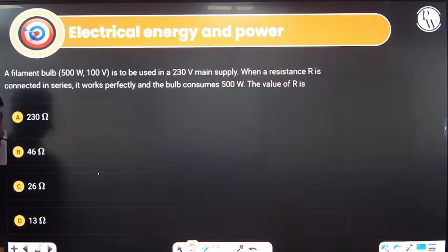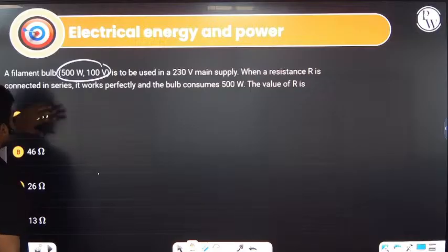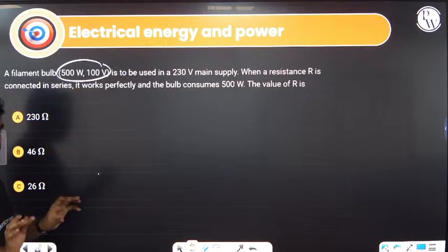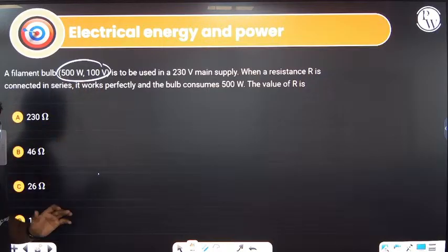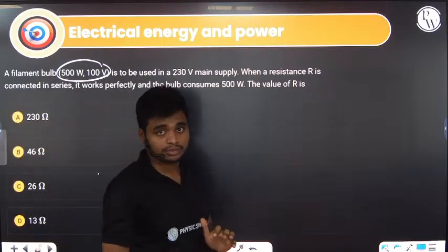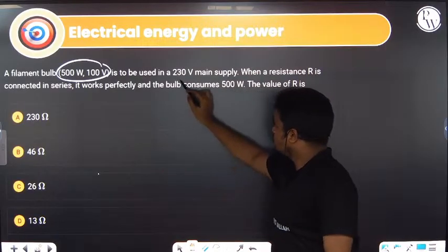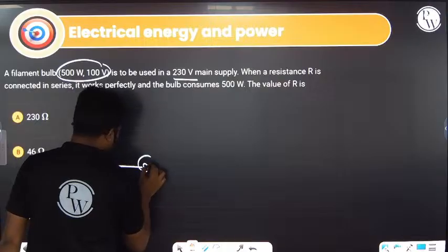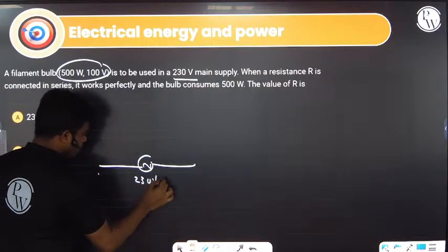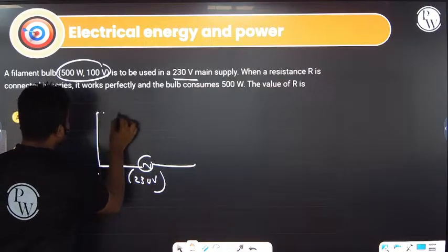A filament bulb 500 watt 100 volt. In the filament bulb, 100 volt means the maximum voltage rating it can have is 100 volt, and the maximum power rating is 500 watt. It means if you give more than 100 volt it will fuse. But what is the problem? It is to be used on a 230 volt main supply. So here we have a main supply voltage of 230 volt, and one bulb is connected like this.